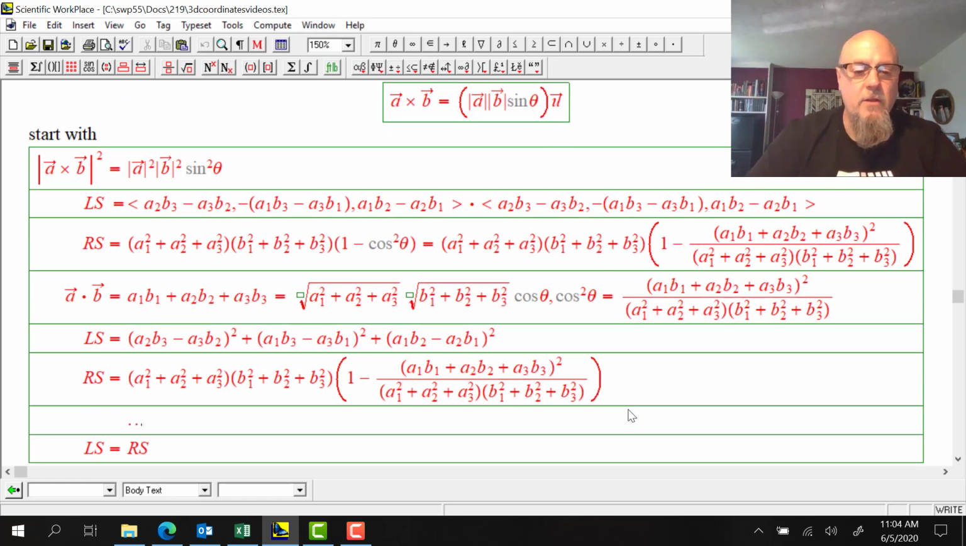So here I'm going to put the dot, dot, dot. That's for you expanding this left side out, expanding this right side out, and showing that they're the same. Then you've proven that the magnitude of these two sides are equal. So we've got another way of defining the cross product with the sine of the angle.